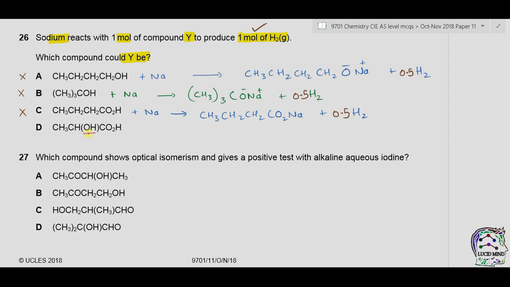In D, we have two functional groups. One is alcohol and one is carboxylic acid. So both will react with sodium. First is the reaction with alcohol to form alkoxide. So the product is CH3CHONa. And the second product is with the carboxylic acid. So instead of CO2H, it will be CO2Na. As one hydrogen is lost from this side, one hydrogen is lost from this side, so an H2 molecule is formed. Now the equation is already balanced. So we have 1 mole of hydrogen being formed from 1 mole of compound D. Therefore, the correct answer is D.